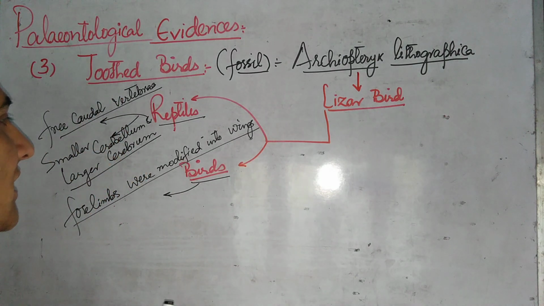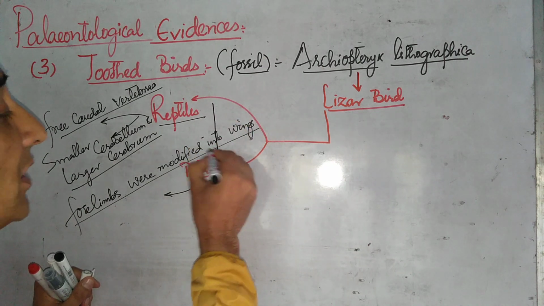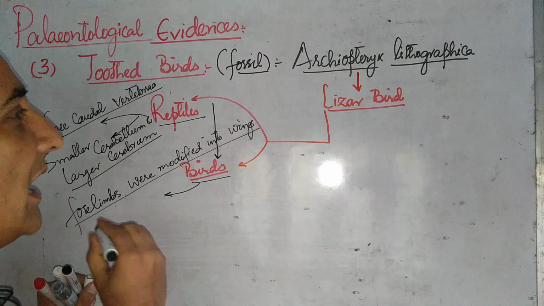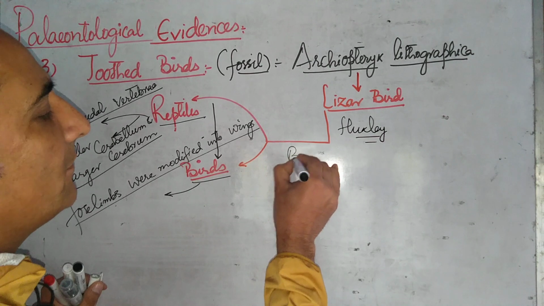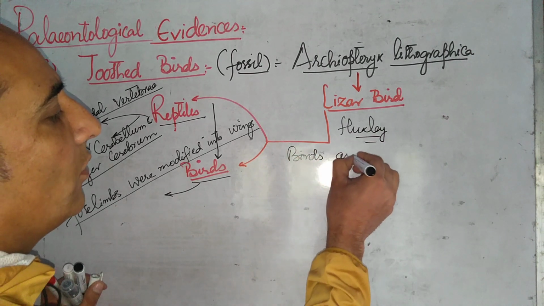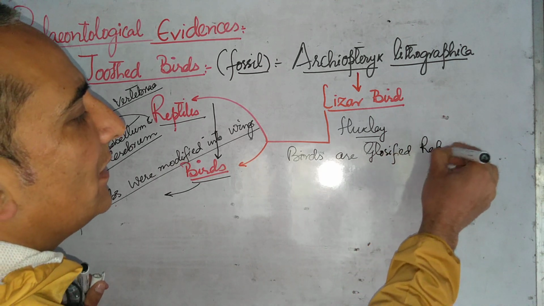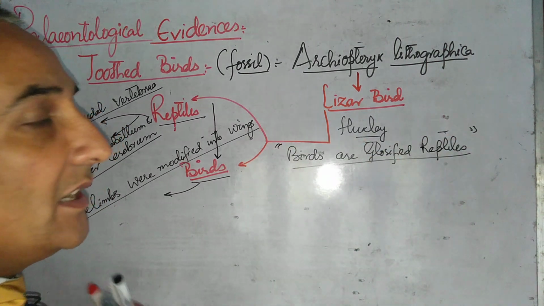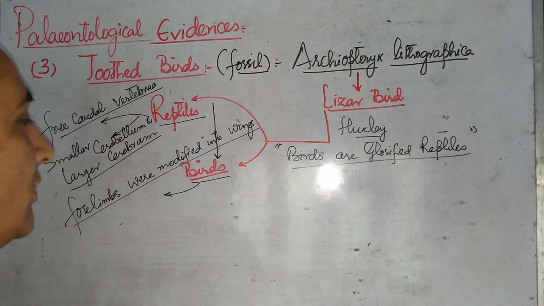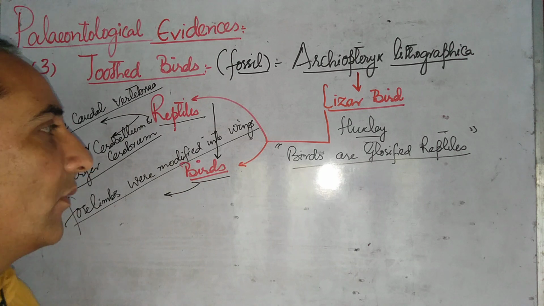So what does it suggest to us? It suggests that a possible way of evolution is that the birds have evolved from the reptiles. This is what Huxley has called, that birds are glorified reptiles. What does Huxley mean by this statement? It simply means that birds in the ancient past have evolved from the reptiles. So this missing link makes us understand that the aves have basically evolved from the reptiles.